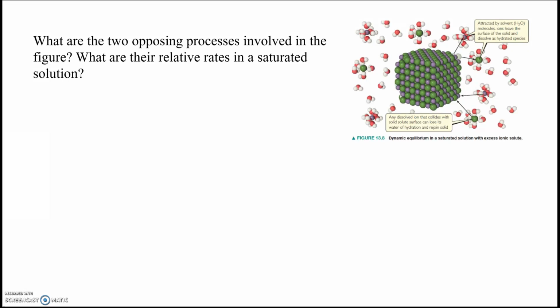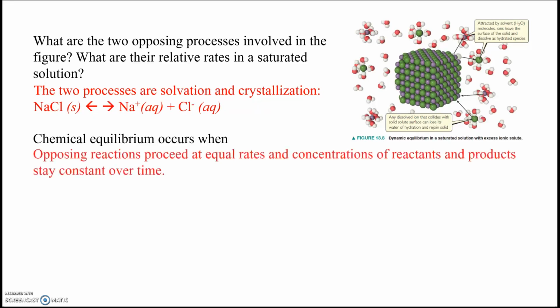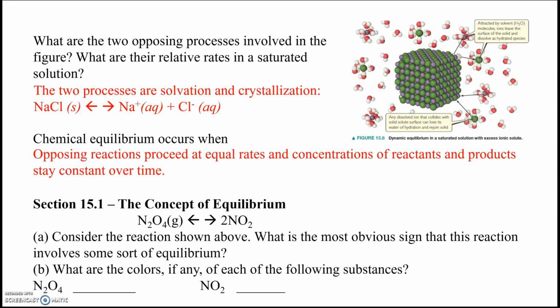All right, our first question. What are the two opposing processes involved in this figure, and what are their relative rates in a saturated solution? Well, our two processes are solvation and crystallization. And this is where we have solid sodium chloride, which turns into aqueous sodium ion and aqueous chloride ion. And we're going to define chemical equilibrium. This occurs when opposing reactions proceed at equal rates and the concentrations of reactants and products don't change over time. They stay constant.